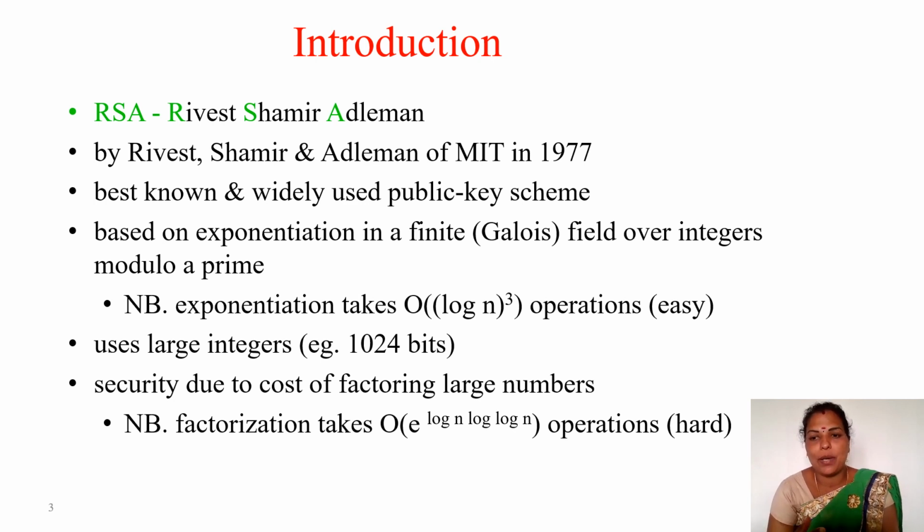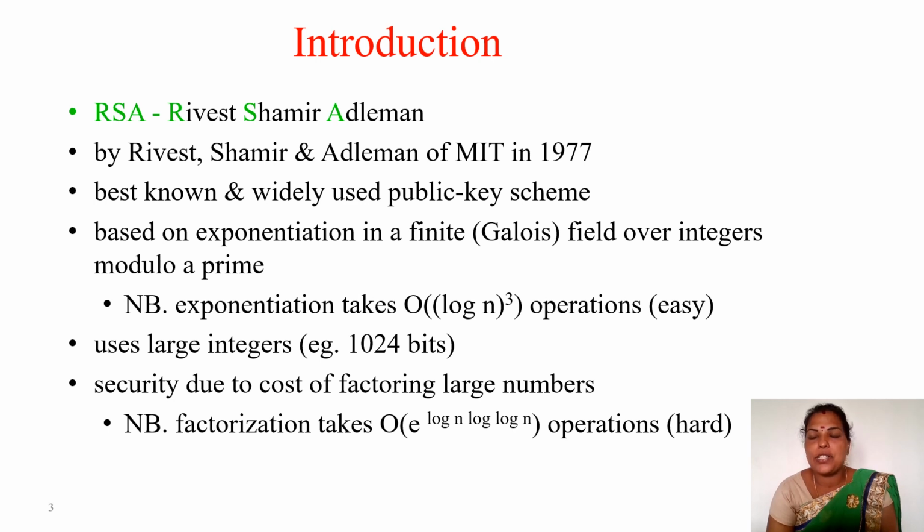It is a very famous public key cryptographic algorithm, and this algorithm is based on exponentiation in the Galois field over the integers modulo a prime number. That is, the exponentiation operation is very easy and it takes order of (log n)^3 operations. Here this RSA algorithm uses large integers, for example 1024 bits to 2048 bits. Mostly 1024 bits is used, and the security is due to the cost of factoring large numbers.